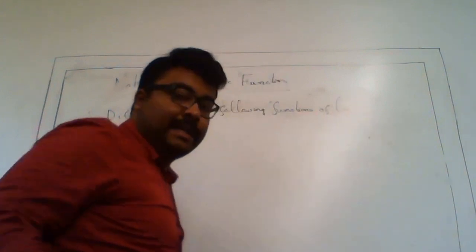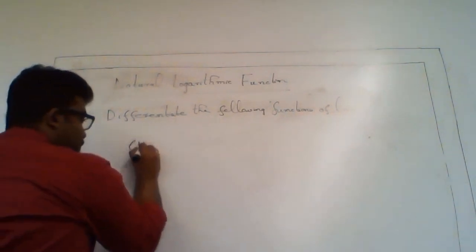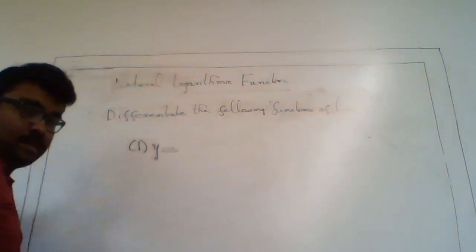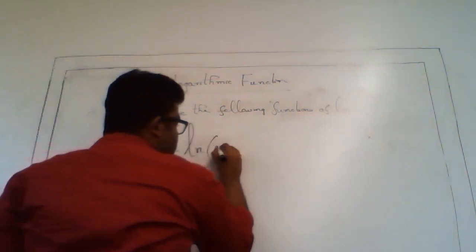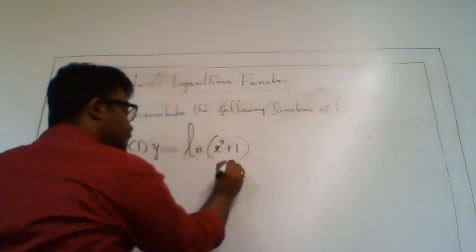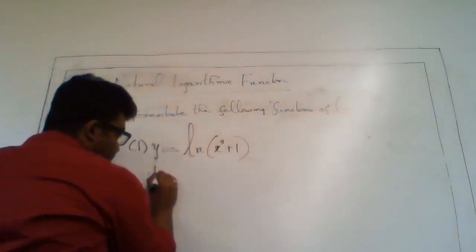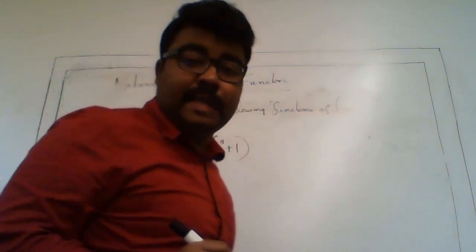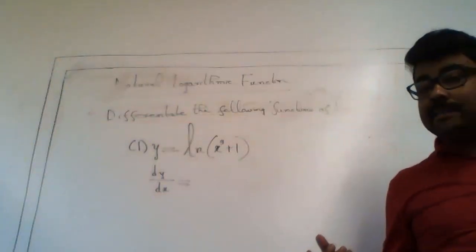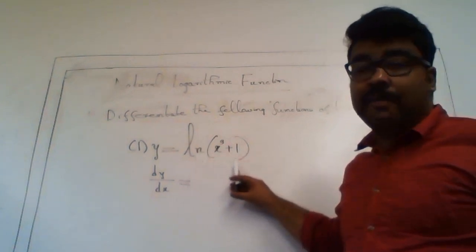Okay, so let's take the first one. y equals ln of x cubed plus 1. So I am asked to differentiate this function. So how will I go about it? So dy/dx equals, so observe that there are two functions here. The outer function is ln x and the inner function is x cubed plus 1. So this is the outer function, this is the inner function. So we have to use the chain rule.